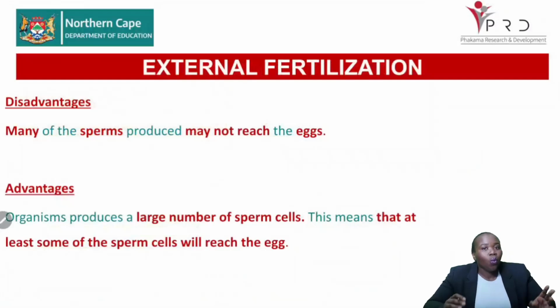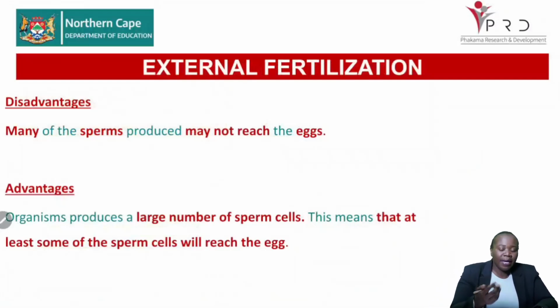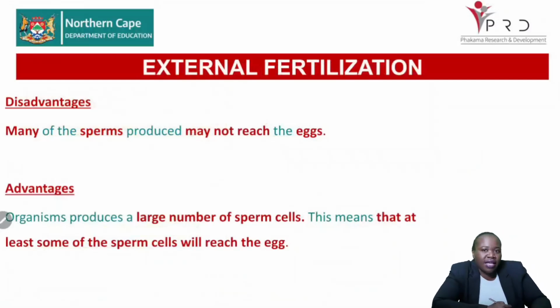Right, now let's have a look at some disadvantages and advantages of external fertilization. With external fertilization, mainly we have disadvantages whereby we see that many of the sperm cells produced may not be able to reach the eggs. Now, if these sperm cells and the eggs are released into water, it means that the sperm needs to be able to swim towards the egg cell in an external environment whereby there's winds, there's water pressures that could be pulling the egg cells and the sperm cells in different directions.